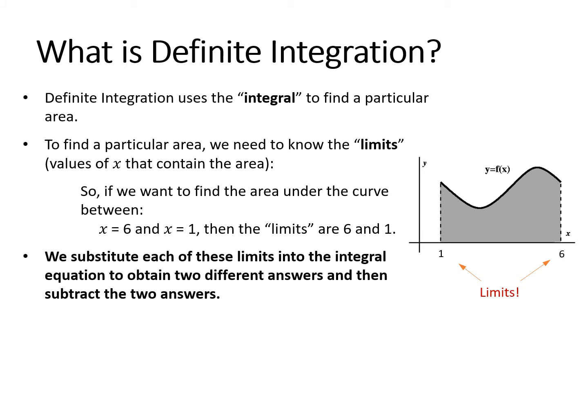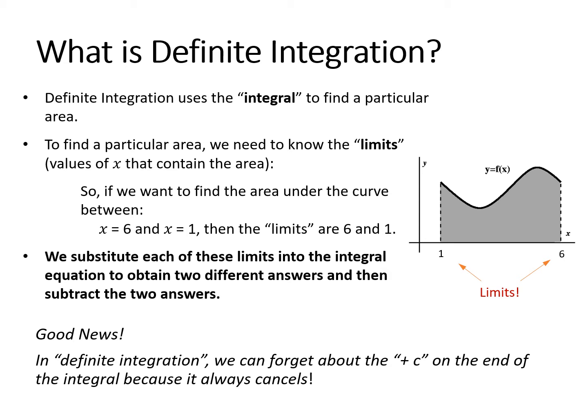Once we know the limits, we can substitute each of those numbers separately into the integral, into the area equation, and we'll get two different answers. When we put the higher limit in, let's say the 6, we will get the area from 6 all the way to 0. Then we put the lower number in, the 1, and we get the area from 1 to 0. Then we subtract those answers to get the area between 6 and 1.